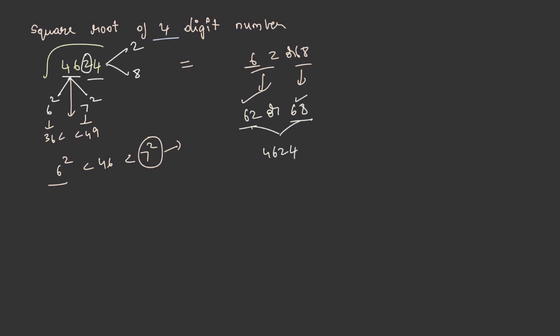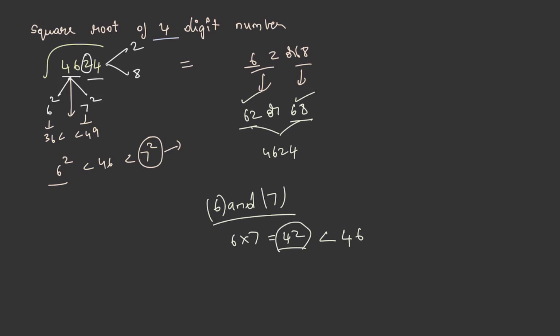To understand which of these is the right option, let's take the product of 6 and 7. As 46 lies in between squares of 6 and 7, let's multiply these two. That is 6 into 7 is equal to 42. Now let's see whether this value is greater than 46 or less than 46. As we can observe, 42 is less than 46.